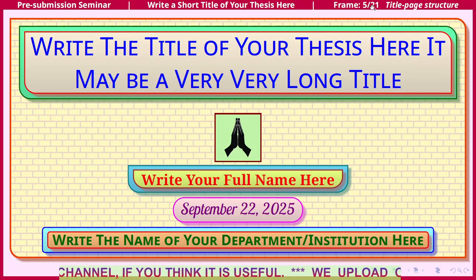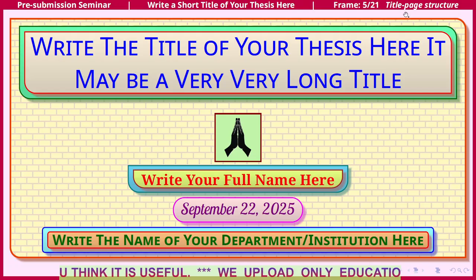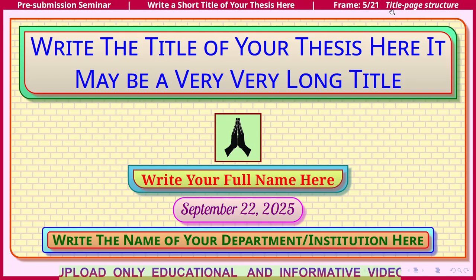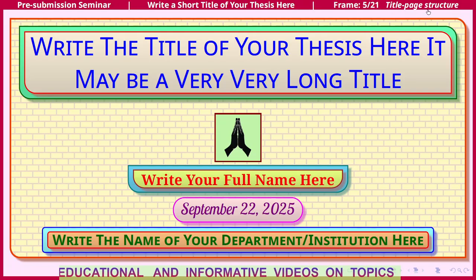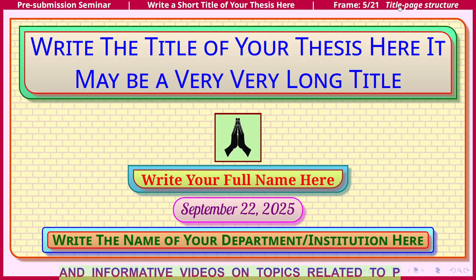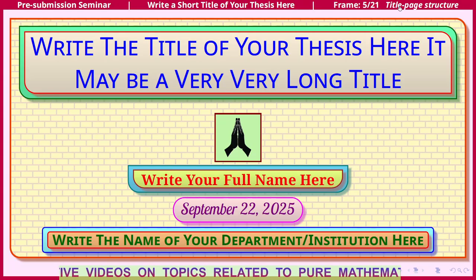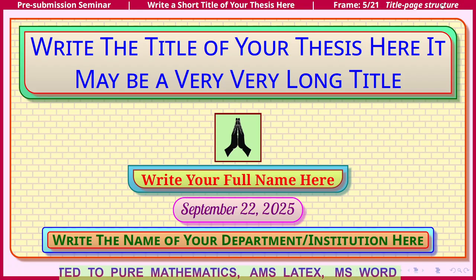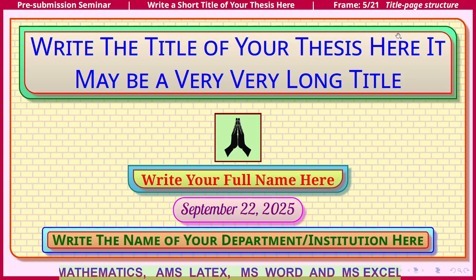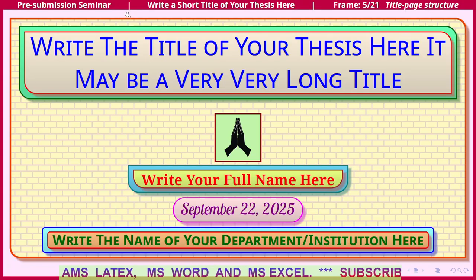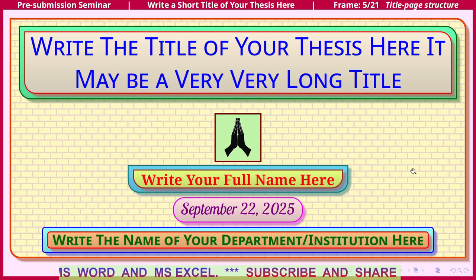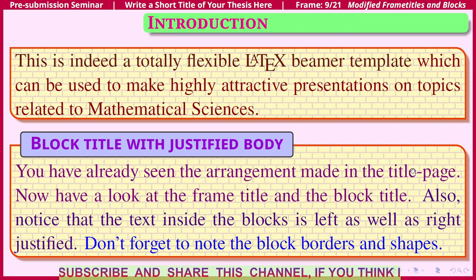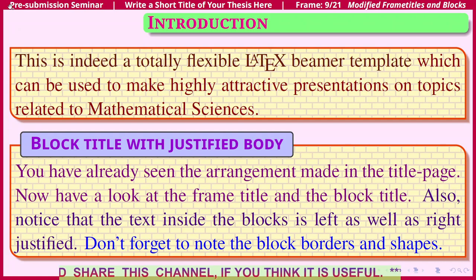Then the frame number and the total number of frames. This may be the chapter number or something like that. Here I call it section number. So whatever section title or chapter title you give in a short form, you can include here. Just two, three words, not more than that, otherwise it will not be accommodated here. So all these things you can do.